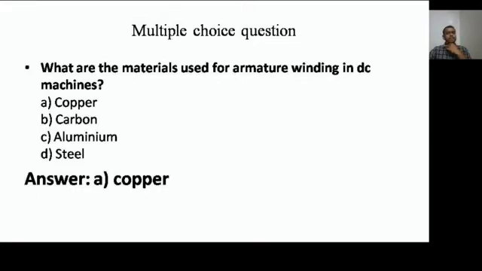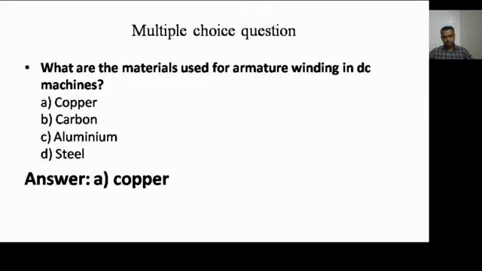Next, what are the materials used for armature winding in DC machines? For winding purposes, the answer is copper. Copper is a very good conductor and has very little resistance compared to the others. Carbon has high resistance. Aluminum also has high resistance. Steel also. These are all good conductors, but copper has very low resistance. Hence, the metal we go for in armature winding is copper.